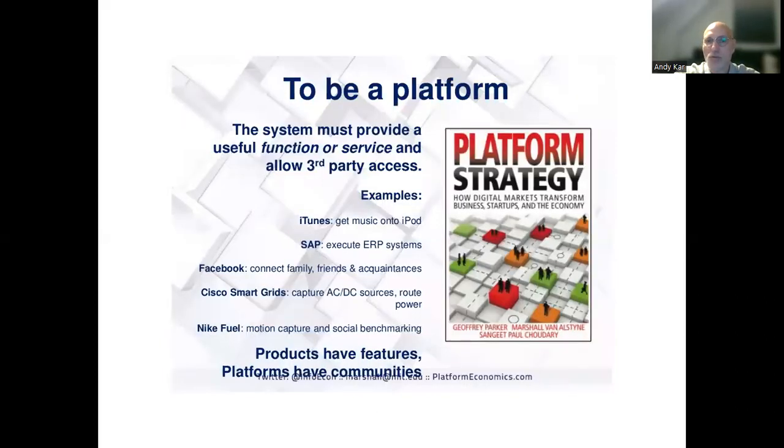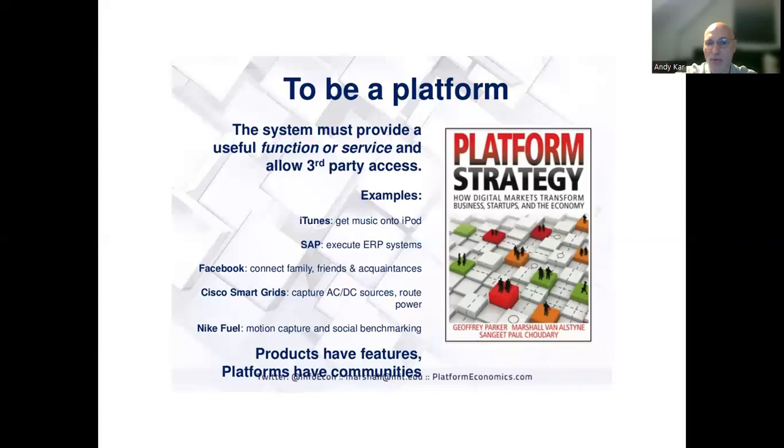Now, something that has to do with being a platform. The system must provide a useful function or service and allow third-party access. For example, we have here this example with a platform strategy, how digital markets transform business startups and the economy, from Geoff Parker, Marshall Van Alstyne, Sanjay, and Paul Soudary. And we have here examples: the iTunes, get music onto iPod, the SAP, execute ERP systems, Facebook, connect family, friends, and acquaintances, Cisco Smart Grids, capture AC/DC sources, route power, Nike Fuel, motion capture, and social benchmarking.